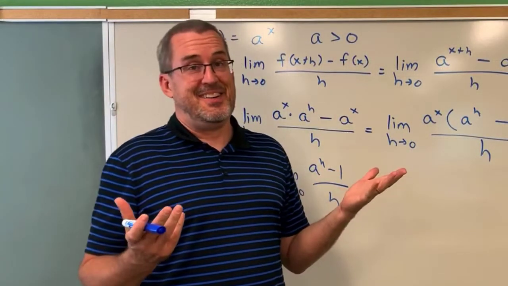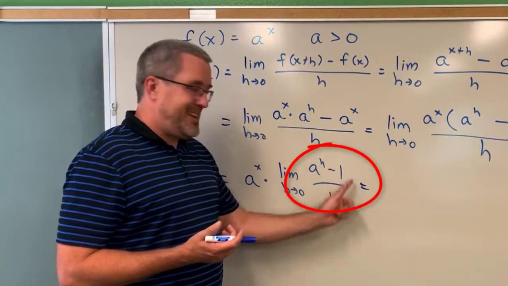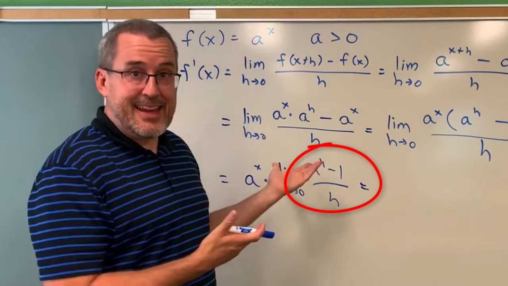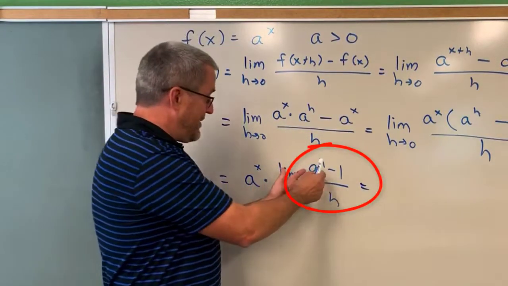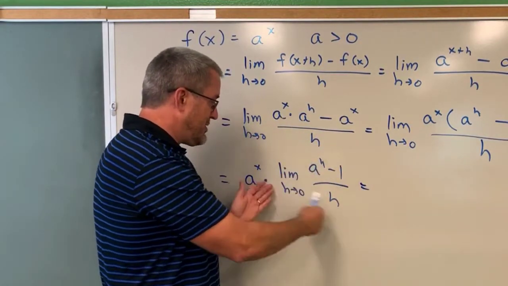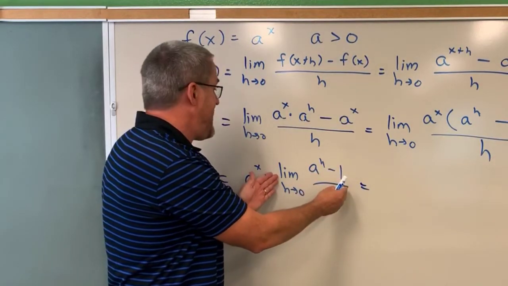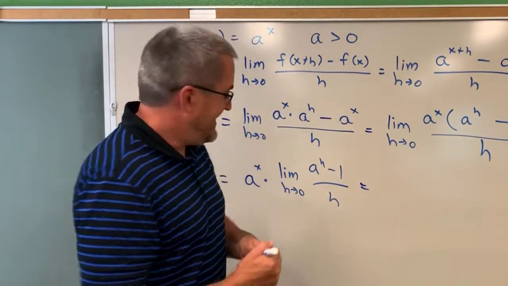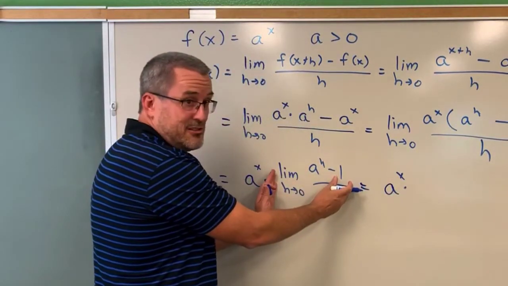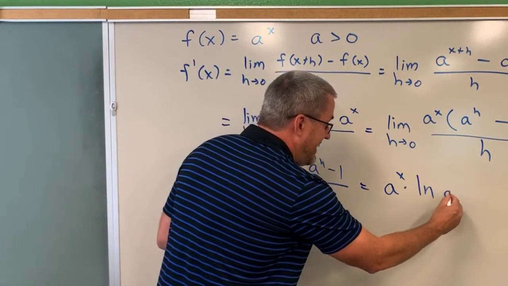So as you've seen on Desmos, as h approaches 0, this limit here does not approach a nice simple number like 1, like in e to the x. It depends on the base. As h gets closer and closer to 0, this limit gets closer and closer to a value that depends on the base a. But the special thing you saw on Desmos is this limit does get closer and closer to some number, and that number is the natural log of a.